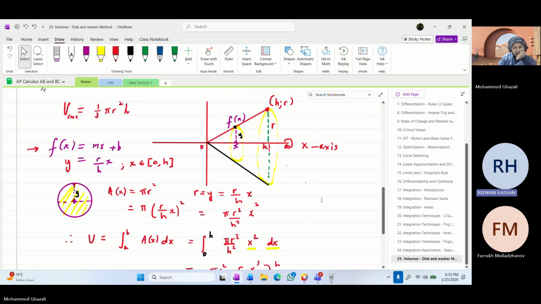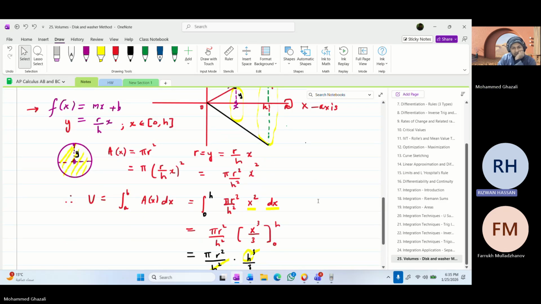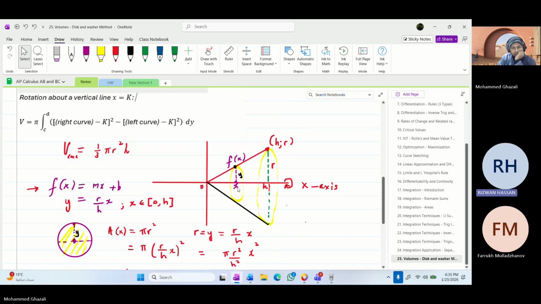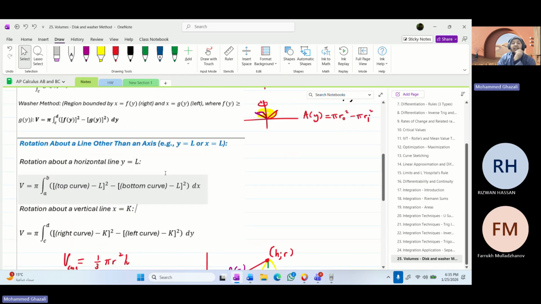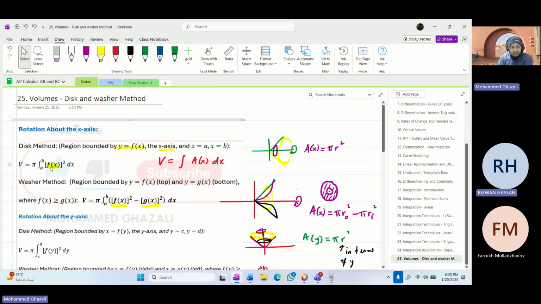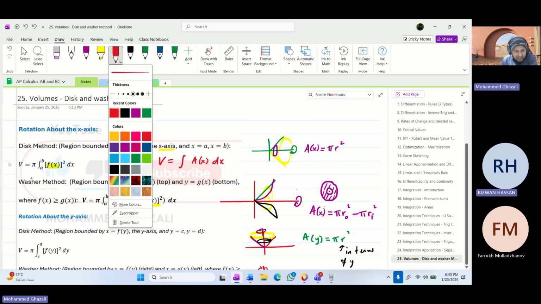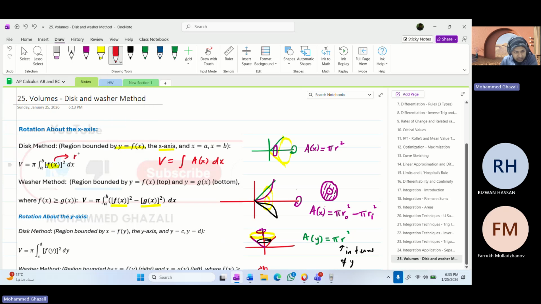But I have a question. How did we go from f of x to just f of x, because in the original equation it was f of x all squared? You see, pi times f of x all squared is the same thing as saying pi r squared. That's why I just write area. Pi r squared is just the area, because f of x is like your r, right?